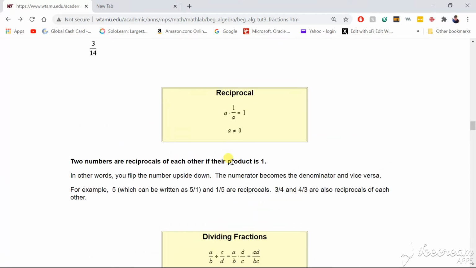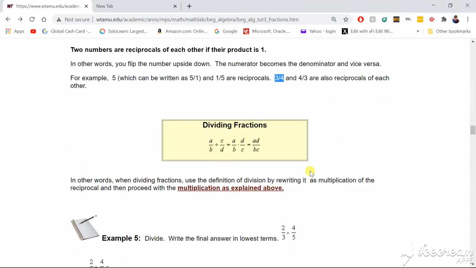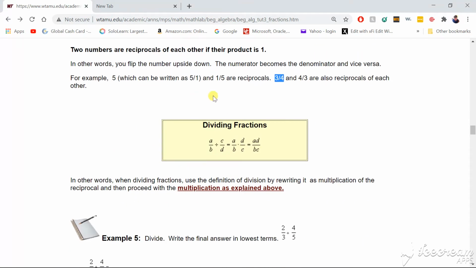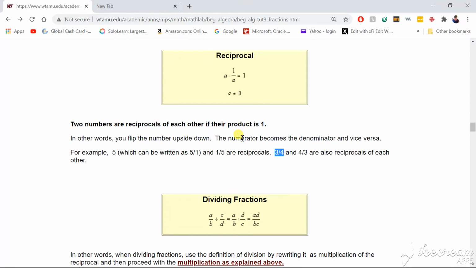Real quick, an easy way to explain reciprocal is to just put something upside down. So 3 over 4 upside down is 4 over 3. And upside down means reciprocal. That's just a quick way. The more reciprocal explanations we get through, the easier it's going to be to explain.